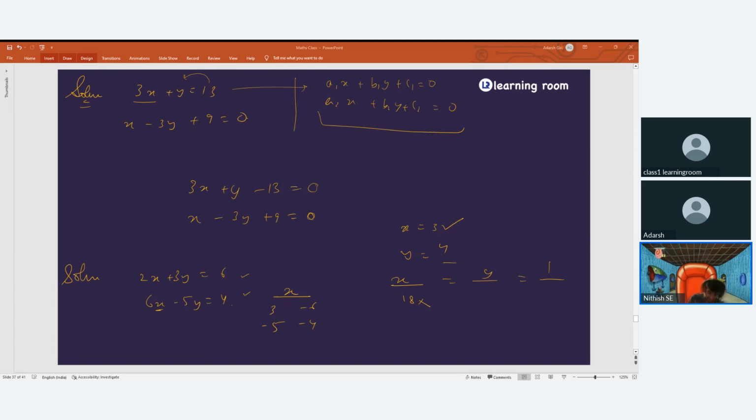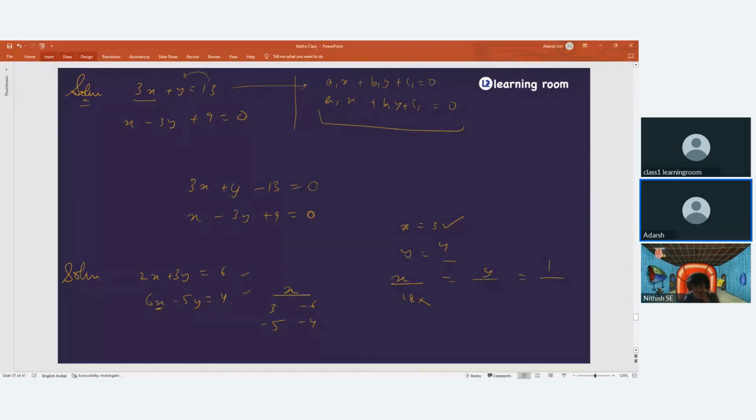So I got x as 3 by 2 and the y as 1. That's correct. Y is 1, perfect. So x is equal to 3 by 2, that can be written as 1 by 2, and then y can be written as 1, right? Yes, sir. Okay, good.